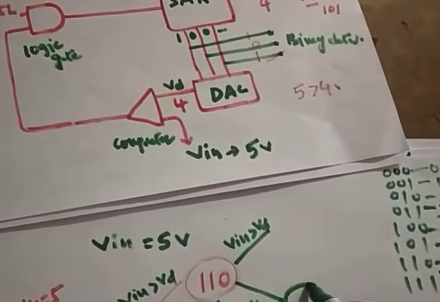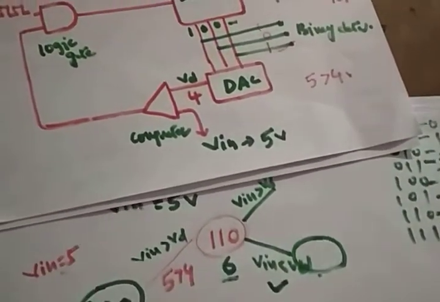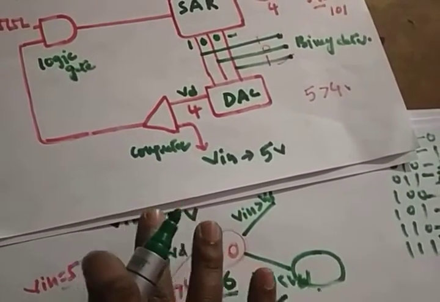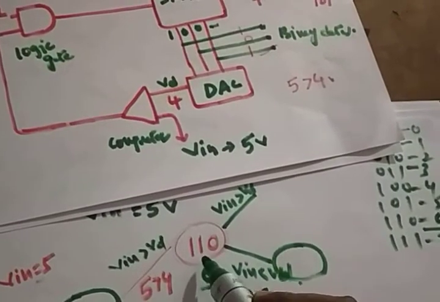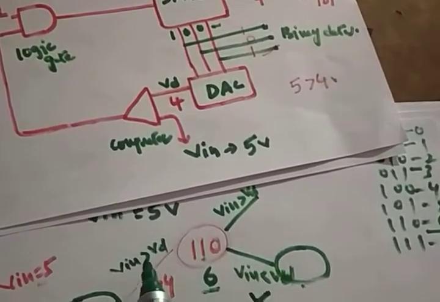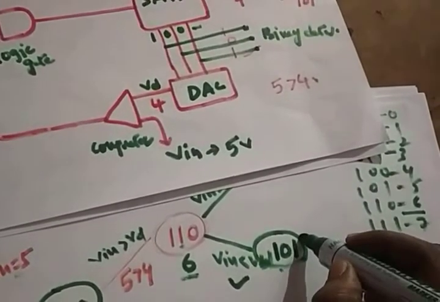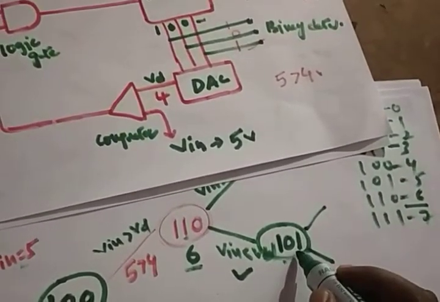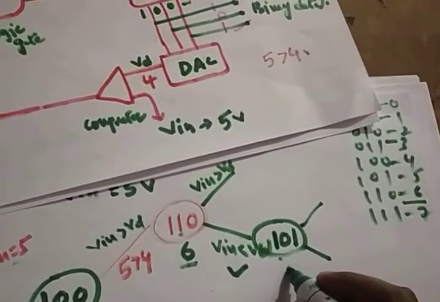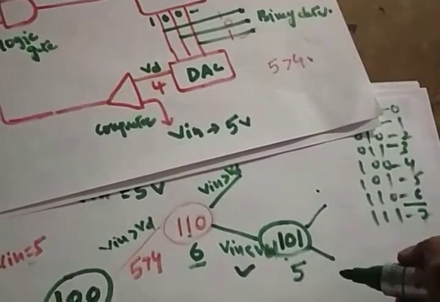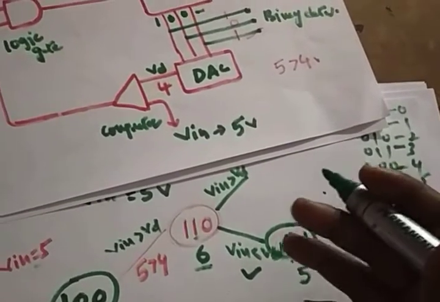So this option is going to be true: V in less than VD. You have to reset the previous bit and set the next bit. So what is the previous bit? 1. You have to reset it and set the next bit. That's it, right? Then you have two options again. What is the value of 101? So 101 is nothing but 5. You will get V in greater than VD, 5 greater than 5, or 5 less than 5? That means V in is equal to VD.